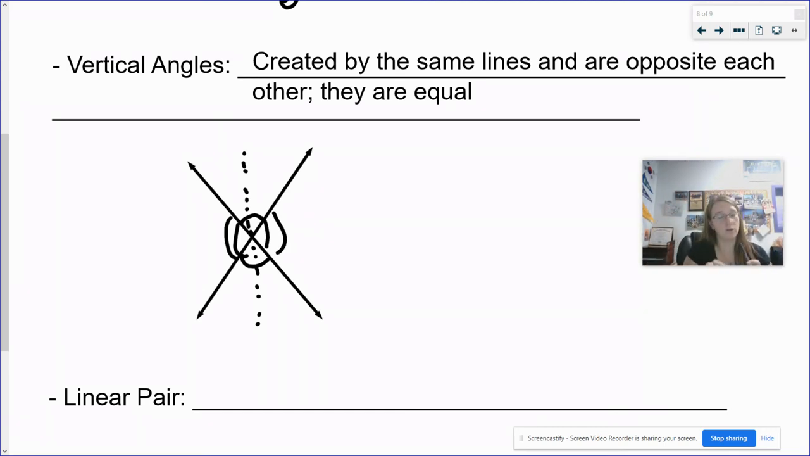These are also vertical. Now, if I were to draw a line, obviously it wouldn't be a vertical line. It'd be a horizontal. But it's the same thing, yeah? If I can draw a line through them, through the center of the angle, those are vertical. And again, they're going to be equal.